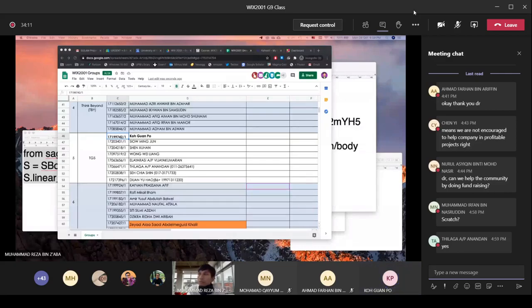Okay. The second, yeah, both seem fine. The second one, yeah, is different from the others so far. So you can try to continue finding an NGO that you want to work with.